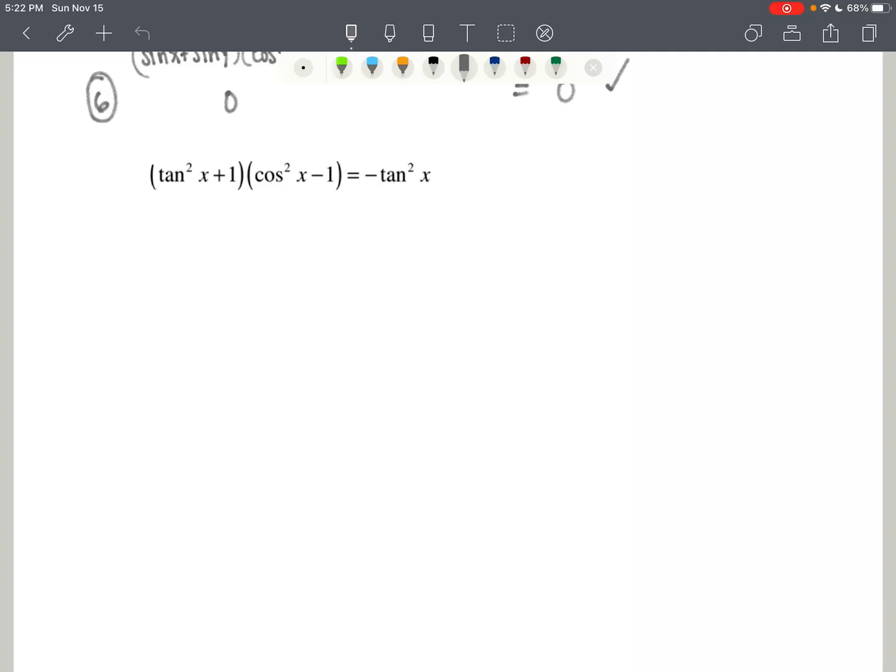This problem involves just doing a little bit of algebra, so see if you can try this one. And of course, you're going to have to use some identities and substituting things in, but see if you can do this one on your own and then come back and check out the answer.